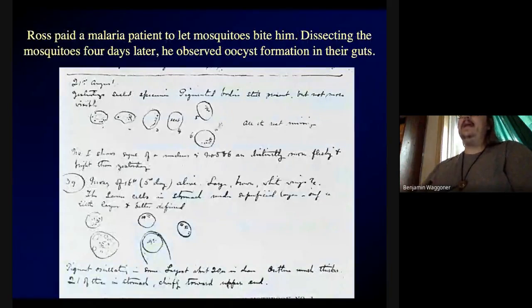He finally caught a break in August of 1897, August 21st. He paid a malaria patient to let mosquitoes bite him and kept the mosquitoes, dissected their guts 4 days later, and was finally able to observe oocyst formation.